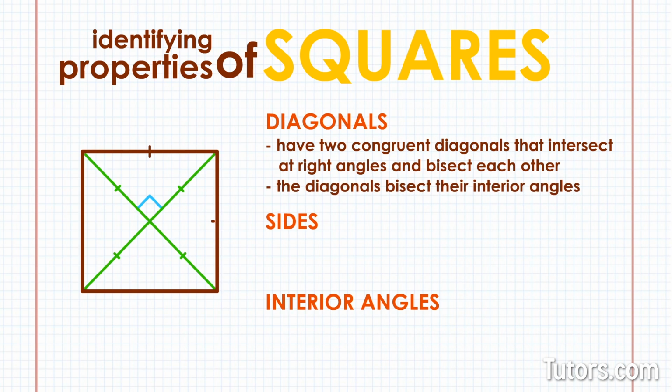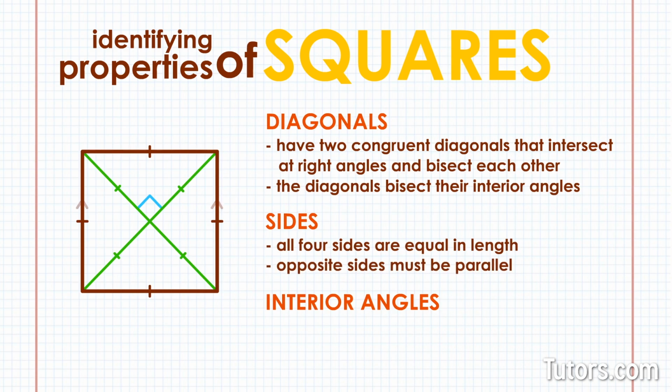All four sides of a square are congruent. That means they are equal to each other in length. To be congruent, opposite sides of a square must be parallel. The rhombus shares this identifying property, so squares are rhombi.